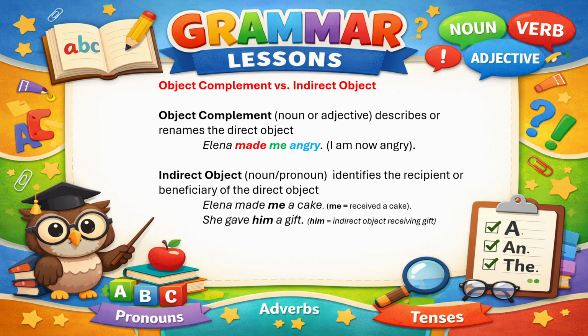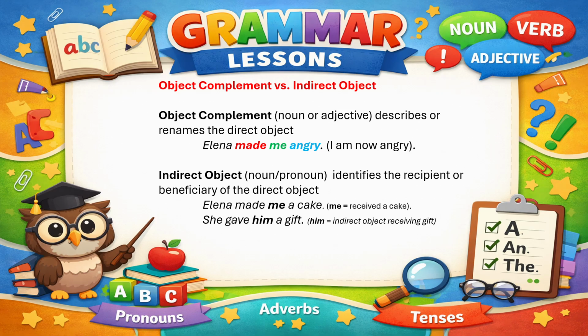The same sentence, now I am changing the word angry with the word cake. Alina made me a cake. Here, me is the indirect object. I have already written it in bold. A cake is the direct object.